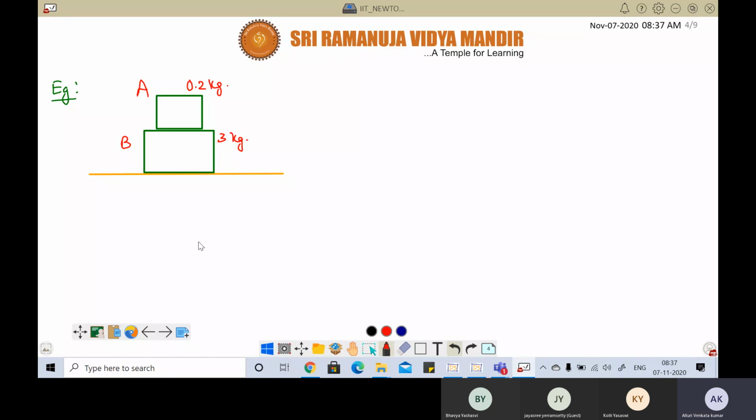Now the question is: find the normal reaction between all surfaces. Find the normal reaction between all surfaces. Okay, that is the question.